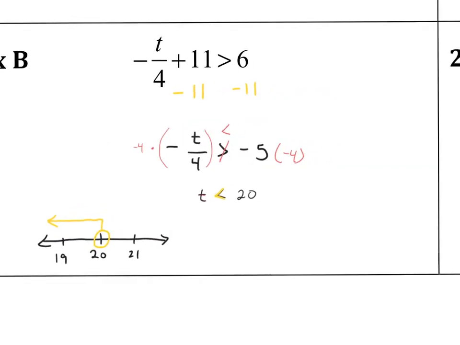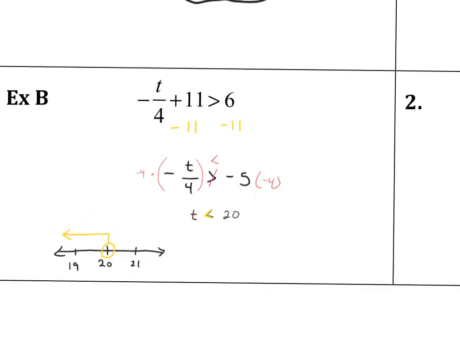Last thing, we need to check. So I'm choosing one number underneath the 20 to put into there. Anybody have a suggestion as what nice number we can? Go ahead. 19. 19 works, but why don't I like 19 so much right here? Because I have to divide by 4, and 19 doesn't divide by 4 so easily. It gives me a decimal. It's just not a whole number when I divide it.